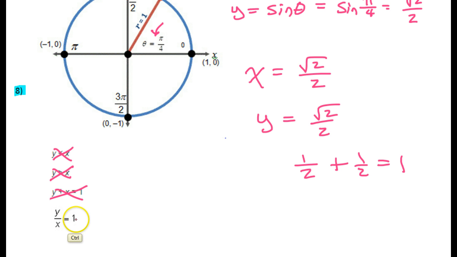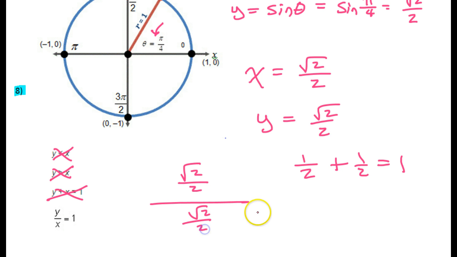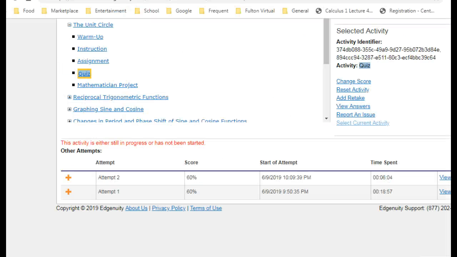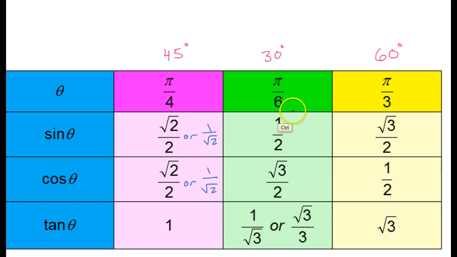Do they divide to equal 1? Yes. Because they're the same. Anything divided by itself is equal to 1. So this is the answer. But you can see it really helps to just plain know what x and y are. And this chart, okay, I just had to make that mistake one more time. This chart is how you know what x and y is.